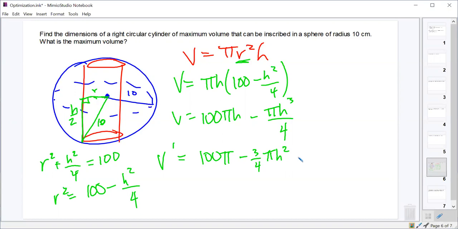And what do we want to know? We want to know when does this equal 0 and when is this undefined? It's never undefined, but it should equal 0. Let's see. H squared equals 400 over 3. Does that seem right? Or h is 20 over root 3. Also negative 20 over root 3, but that doesn't make a lot of sense. Good or no?